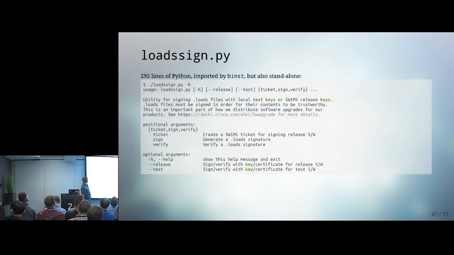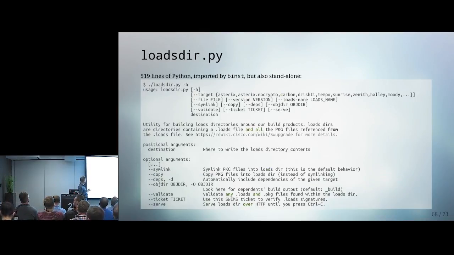We need to sign those loads files. So here's a separate script, load sign. That's about 300 lines of Python, but it basically allows you to sign the loads files both for test deployments and for release deployments. Here is a Python script that basically allows you to serve a loads file and the PKGs from a directory to an endpoint over HTTP.